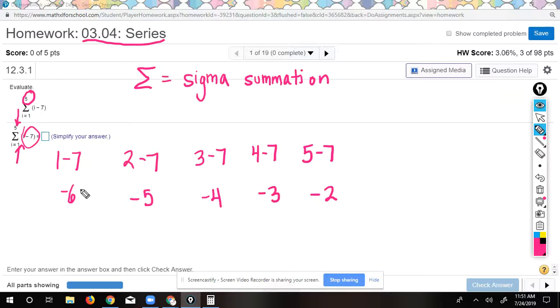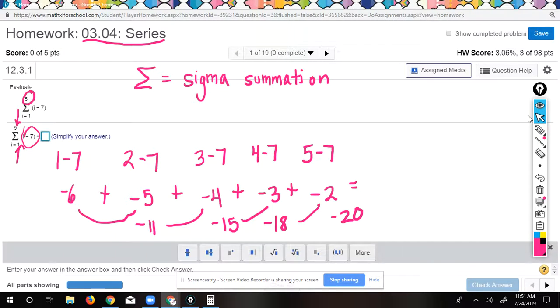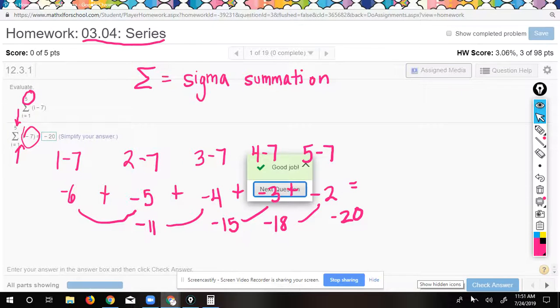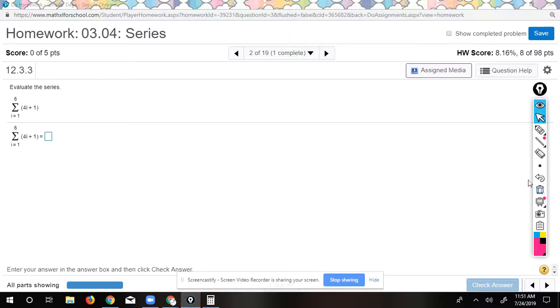Okay? So now, because we have the sigma, we're going to add all of those together. So I'm just going to go left to right. Here we'll have negative 11. Here we'll have negative 15, negative 18, and negative 20. So our final answer is going to be negative 20. And we're right! Yay! So that's the idea for the first part.